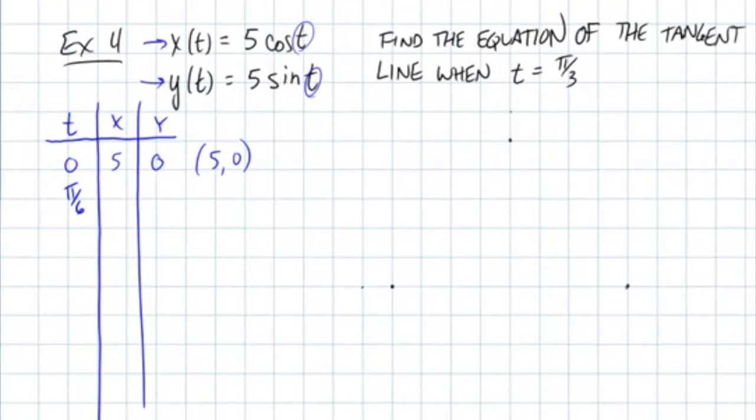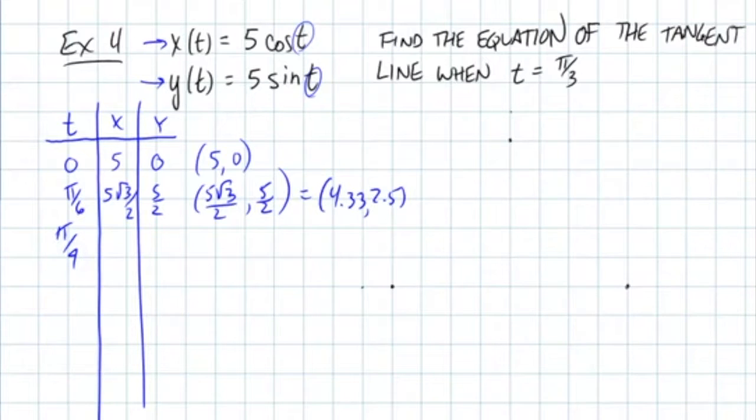Plugging in another easy value, when t is pi over 6, the cosine of pi over 6 is root 3 over 2. That gives us an x-coordinate of 5 root 3 over 2. The sine of pi over 6 is 1/2, so we get 5 times 1/2, or 5 halves. Converting that into coordinates, we get (5 root 3 over 2, 5 halves). With decimal coordinates, this would be approximately (4.33, 2.5).